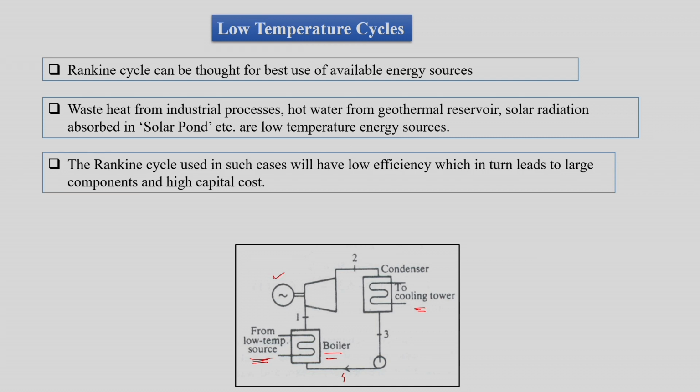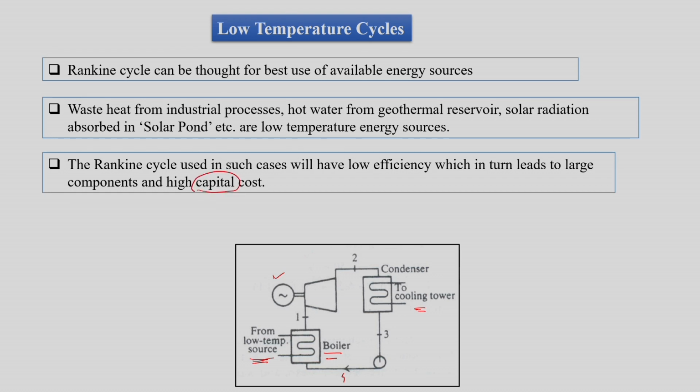The Rankine cycle in such cases will have low efficiency and in turn would lead to large components and high capital cost. This is the disadvantage, but we are trying to use the available energy, waste energy or energy in the form of solar or geothermal, for electricity generation. So, we are not burning any extra fuel. The cost here is only in the capital sense. The capital cost would be higher and the running cost will obviously be less, since we are not in need of fuels.